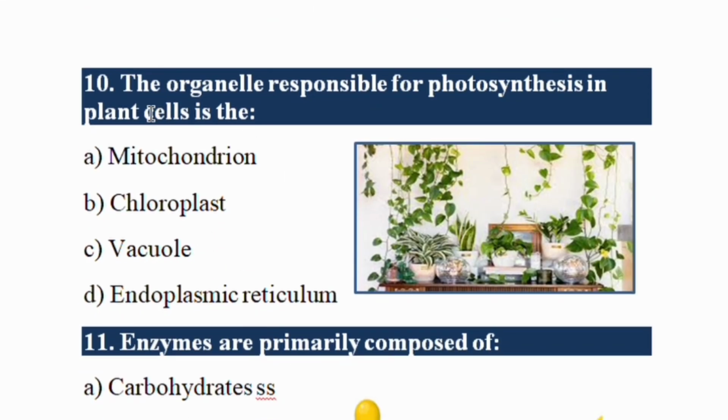The organelle responsible for photosynthesis in plant cells is the mitochondria? No, it is the powerhouse. Secondly, beta is chloroplast, Charlie is vacuole, and delta is endoplasmic reticulum. So the organelle responsible for photosynthesis in plant cells is the chloroplast.